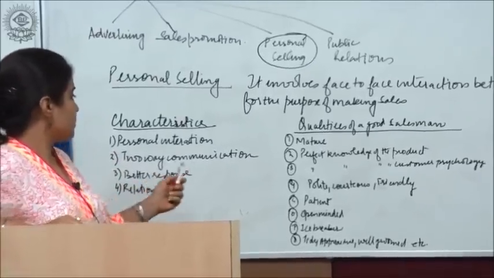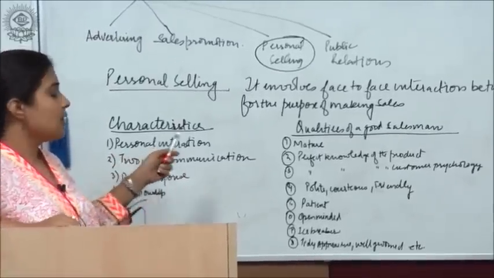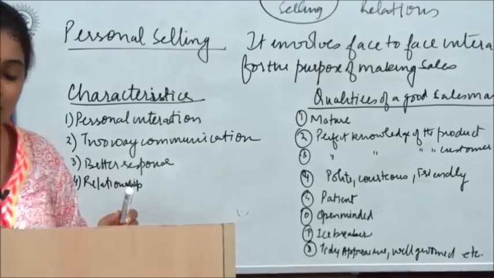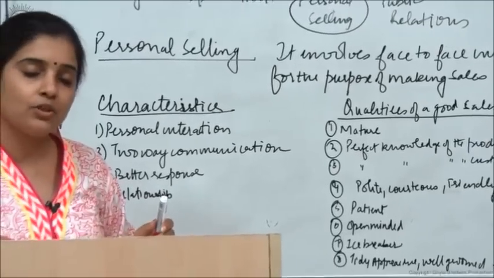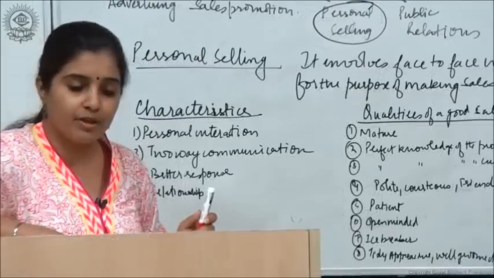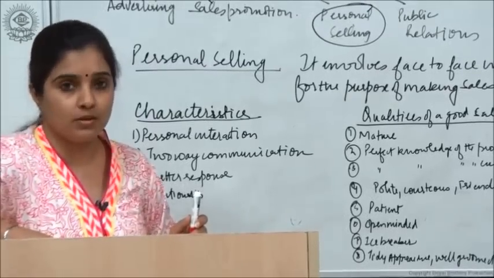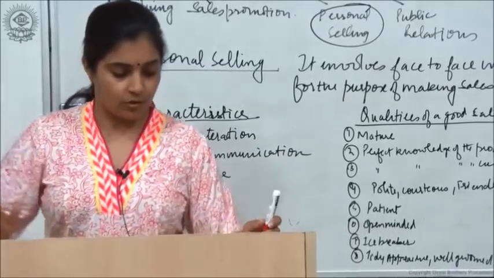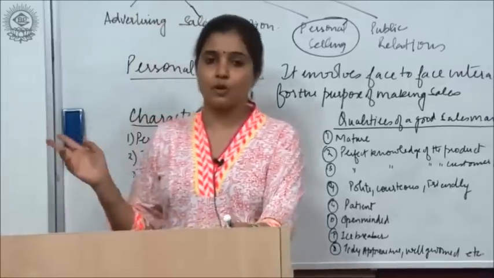Now what are the characteristics of personal selling? Number one being personal interaction. Obviously when a buyer and a seller have a one-on-one, face-to-face interaction, they will be in a better position to develop a rapport, from where they can take it forward. Number two, it's a two-way communication process, right?